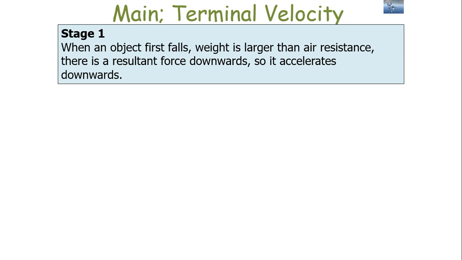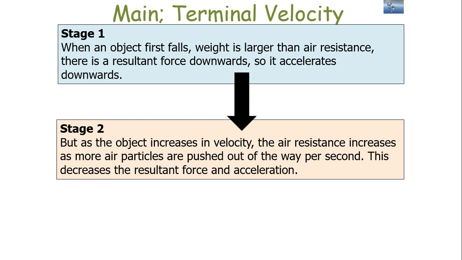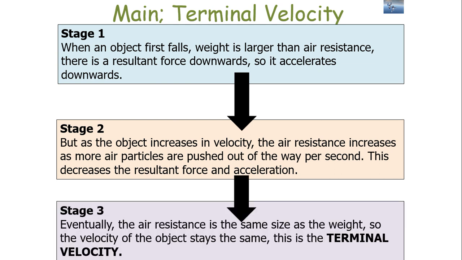So let's just clarify what's going on. When an object first falls, weight is larger than air resistance. There's a resultant force downwards, so the object accelerates downwards. Stage 2, but as the object increases in velocity, the air resistance increases as more air particles are pushed out of the way per second, so it decreases the resultant force and its acceleration, until eventually the air resistance has increased to be the same size as the weight, so the velocity of the object stays the same. The object has no resultant force acting on it, so there's no acceleration. It has reached terminal velocity. So that is a very, very important concept to understand.